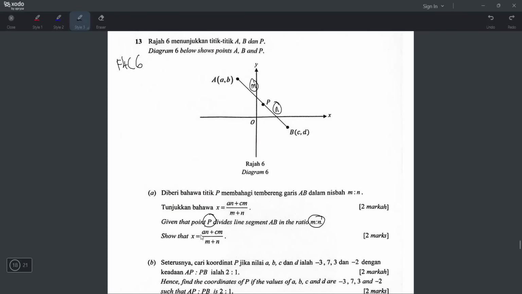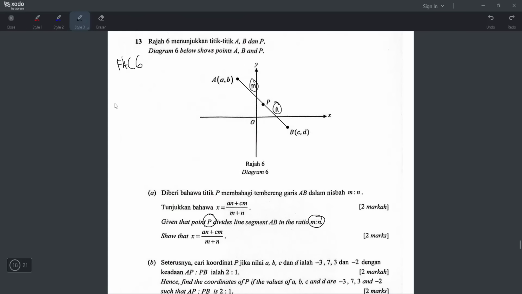Show that x equals (an + cm) over (m + n). Okay, what is this? This is actually the divisor of line segment formula. For my own students, I always call it the point C formula. I just name it the point C formula, but the real name is the divisor of line segment formula.